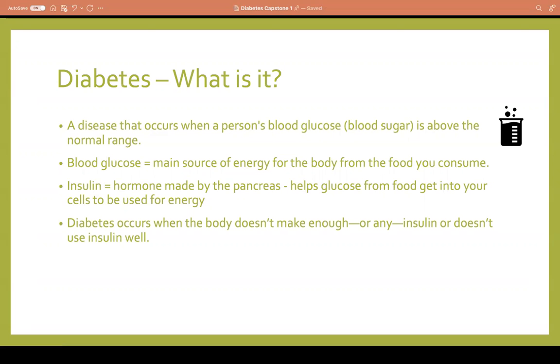Now, if a person has diabetes, the body doesn't make enough or any insulin or cannot use insulin properly, which affects the person's blood glucose levels and damages the body.